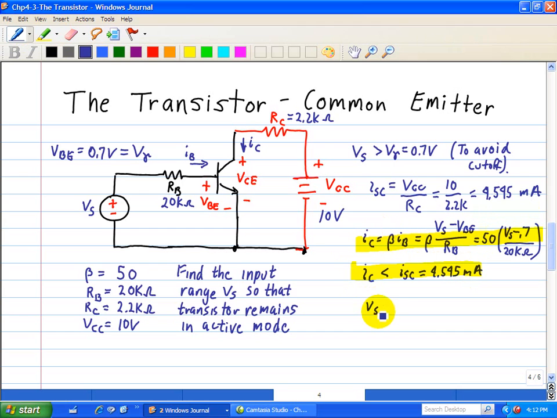So VS is less than or equal to 0.7 plus 4.545 times 20 kilo ohms divided by 50 kilo ohms, and this is equal to 2.518 volts. So now we have this value, 2.518 volts, to avoid saturation.